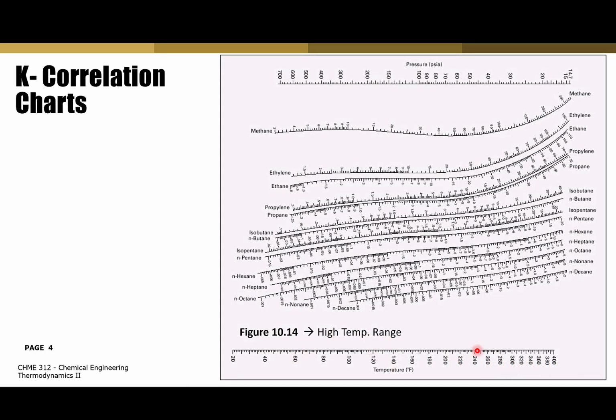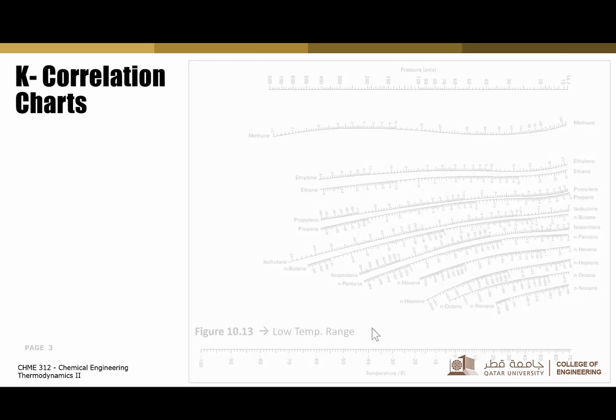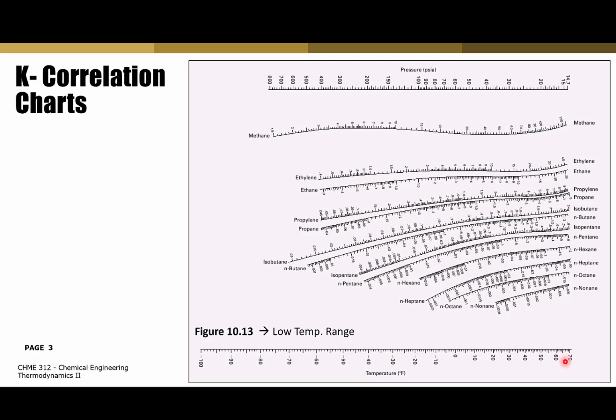So here on the bottom, this goes up to 400 Fahrenheit, and the one up here goes only up to 70, but goes to much lower temperatures. So this is negative 100. Each one of these lines represents a different material. This is the methane line, this is ethylene, ethane, propylene. Depending on the component you have in your mixture, you would want to find the K values for that given material from this chart.